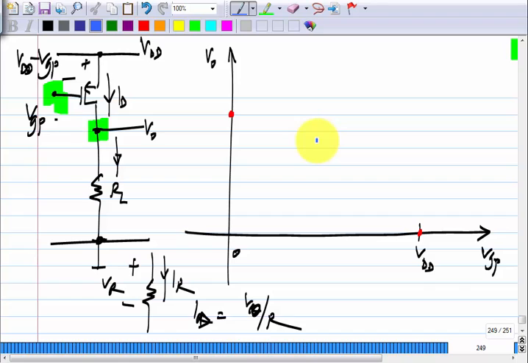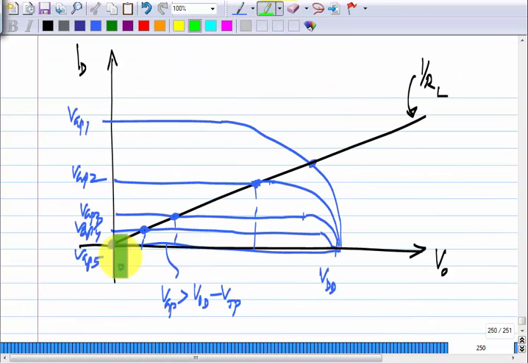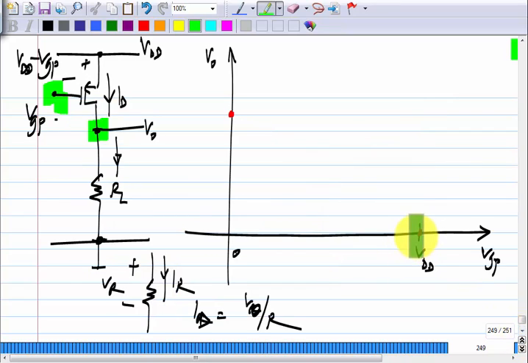Okay, it's easier to start from the VDD end of things. When VGP equals VDD, what is the output? 0, okay, because that is on this last curve. And as you reduce VGP from there, what happens?